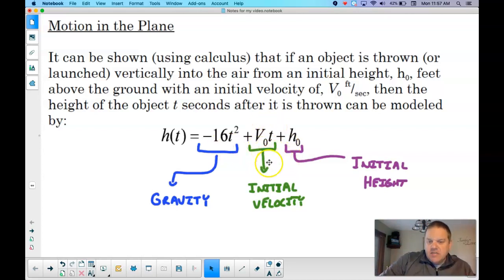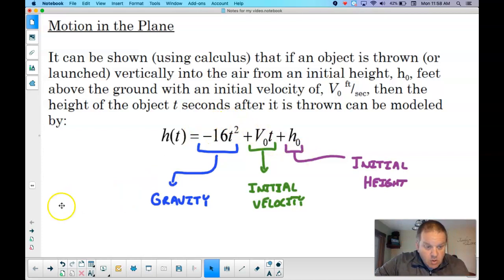V sub 0 t represents how fast we go. If I throw this Cheerio up with very little effort, it's not going to go very high. If I really crank on it and throw it way up high, the maximum height is going to be a lot more. And then h sub 0 represents our starting distance off the ground.